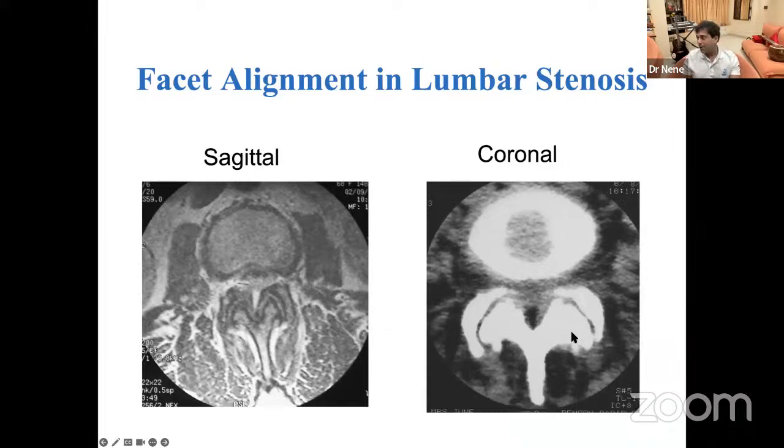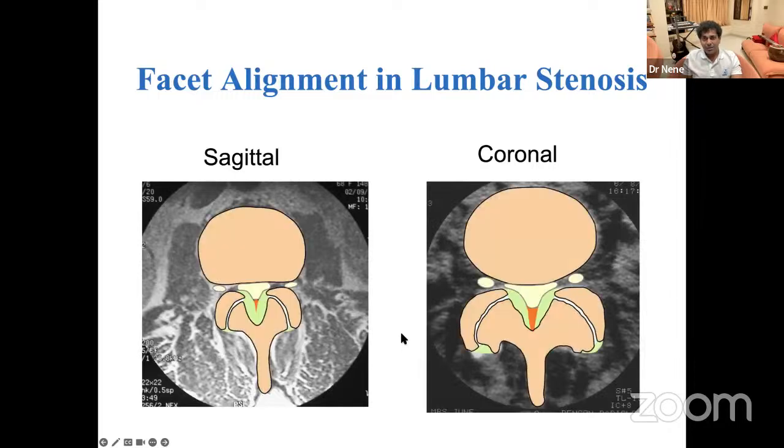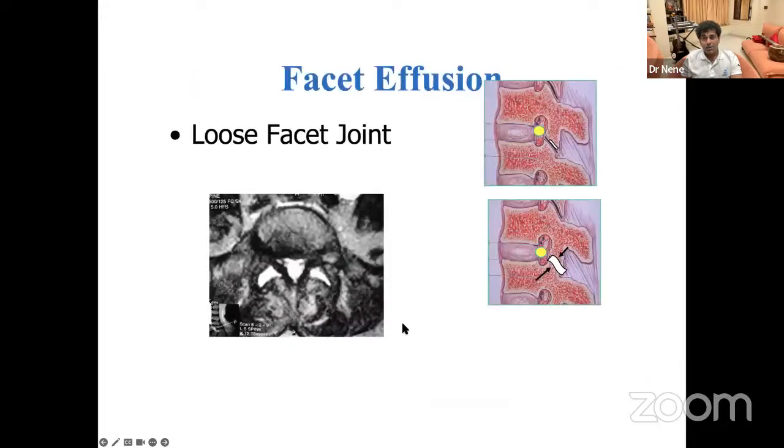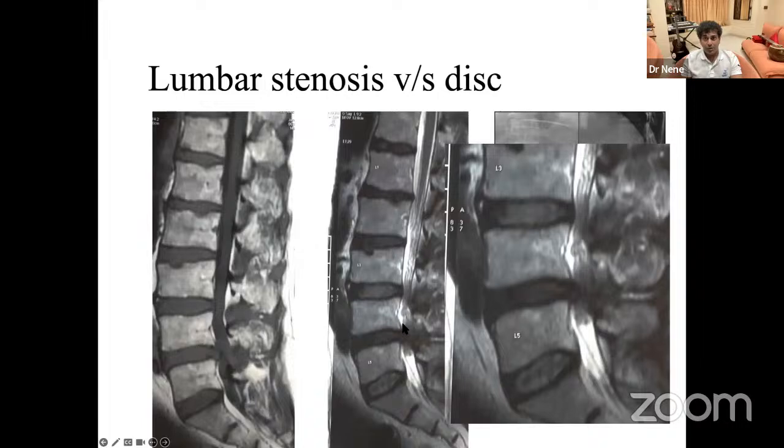Like I said, facet arthropathy is best seen on a CT rather than an MRI scan. But if you suspect facet arthropathy and for some reason you want to prove it, then you could do a CT scan. We've been through this sagittal versus coronal facets. Look at how much fluid there is in the facet. We talked about this. And then you look at the central canal. We discussed how to differentiate a disc from a stenosis or a combination on the axial image.